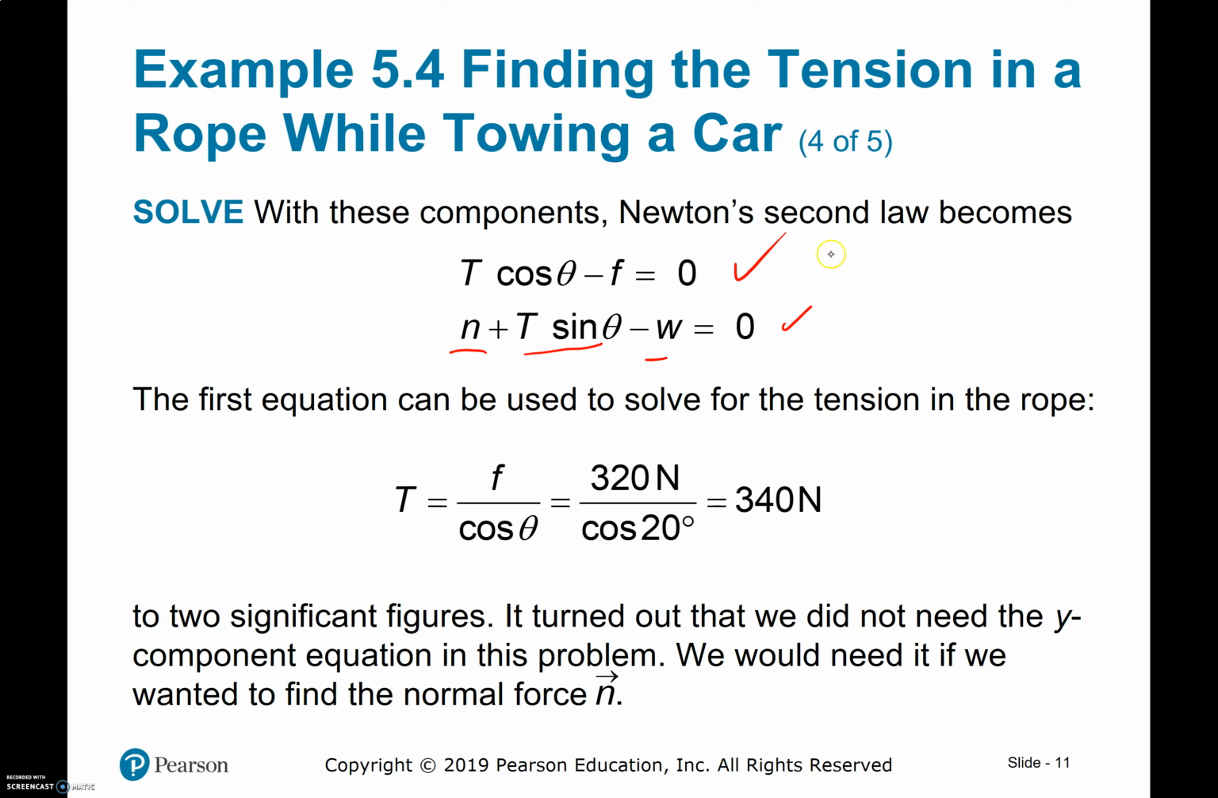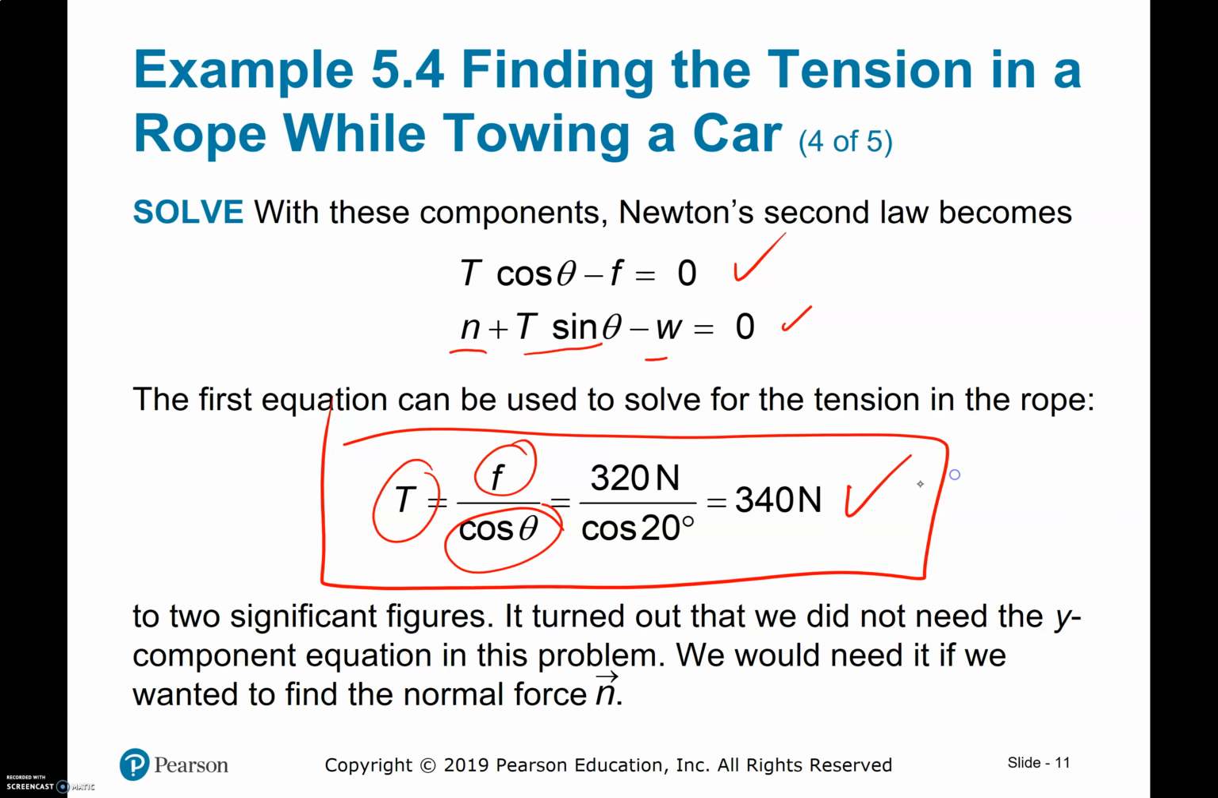The first equation actually allows us to solve for our solution here. So we get T, which is what we want, is the friction divided by cosine theta, and so on. Then we get that the tension is 340 newtons, and this is our solution here.